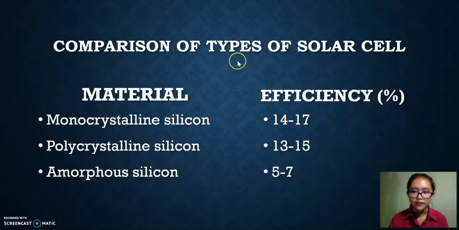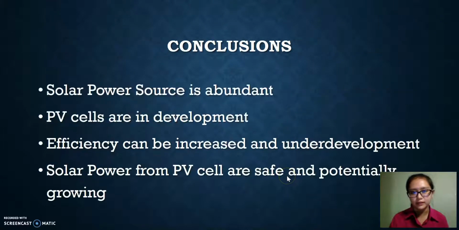So if you're going to buy a solar cell, you should check out its efficiency based on the table. So, material: monocrystalline silicon, efficiency 14 to 17%; polycrystalline silicon, 13 to 15%; amorphous silicon, 5 to 7%.